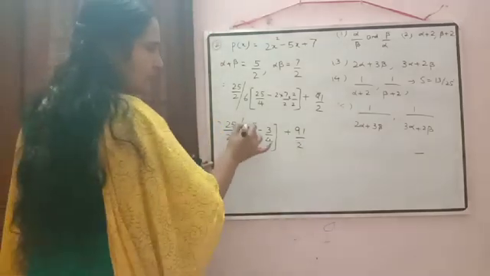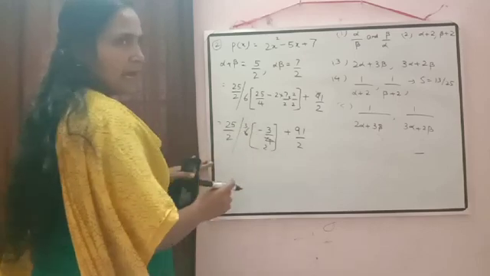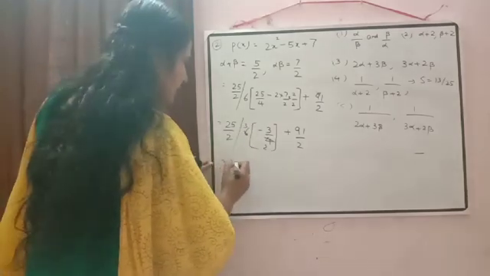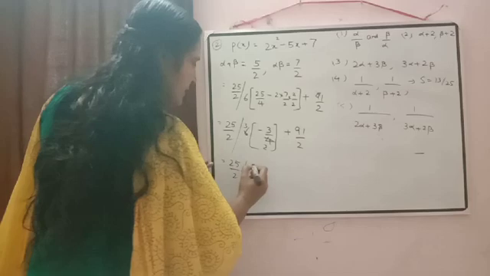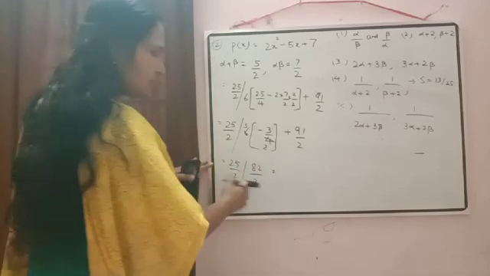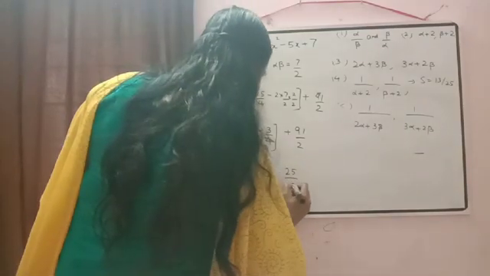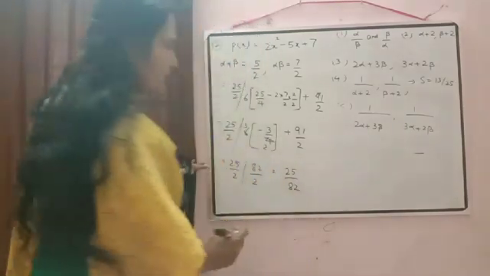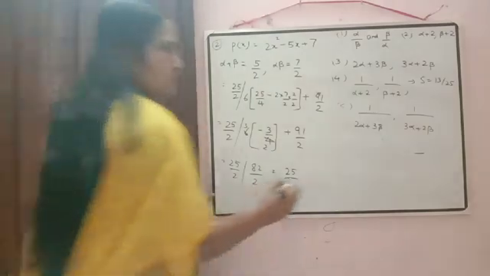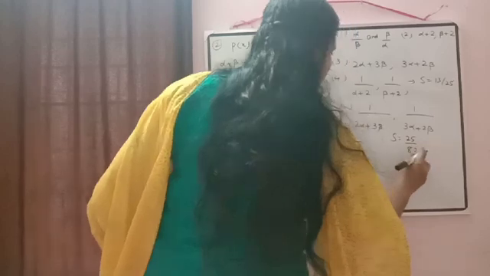Here we can cancel. 2 3s are 4. 2 2s are. So 91 minus 9, I think we wrote there 82 by 2. So when we change the division into multiplication, 2 and 2 will get cancelled. We will get here 25 by 82. So we got the sum is equal to 25 by 82.